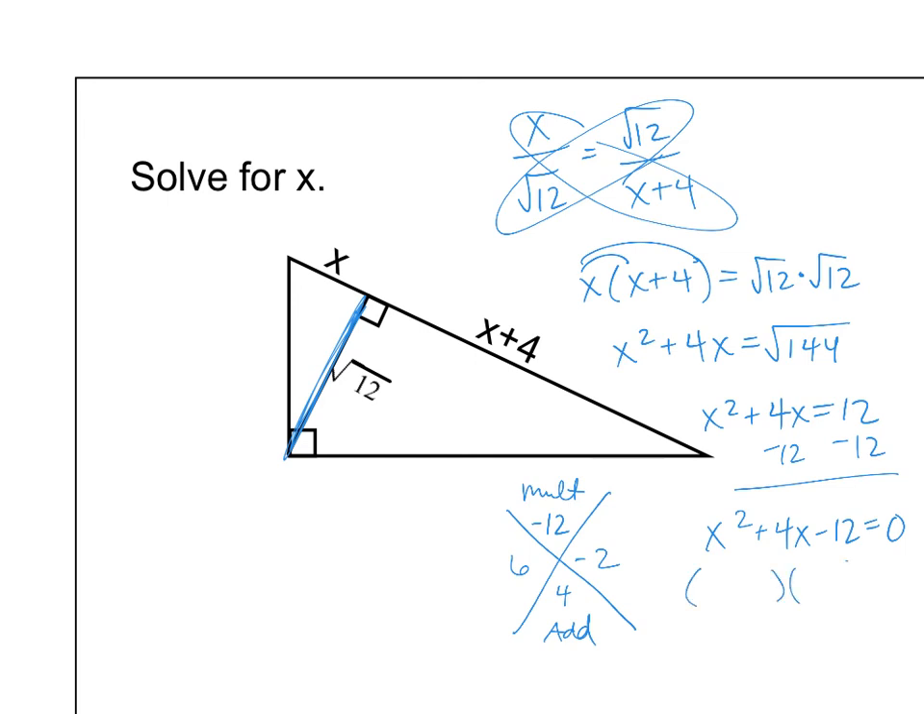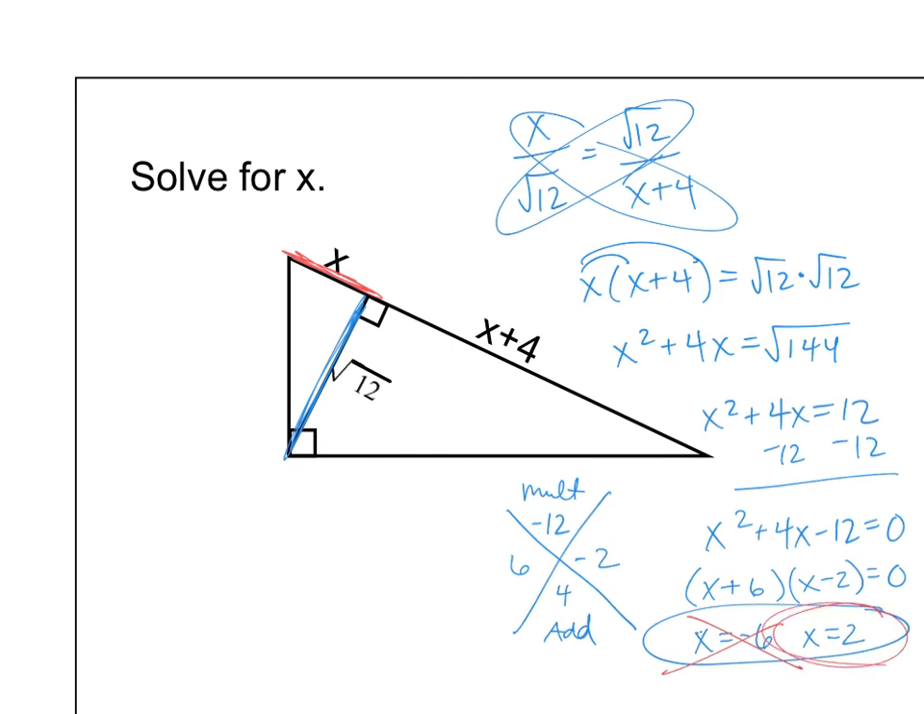So I make my two empty parentheses, and in the front of each I put an x, and then in one I put a positive 6, and in one I put a negative 2. Now remember, my factors are actually the opposites of those, so my final answers are x equals negative 6 and x equals positive 2. Do they both make sense? The answer is no. The negative will not make sense because you cannot have a negative length. And so really, I just get x equals 2.